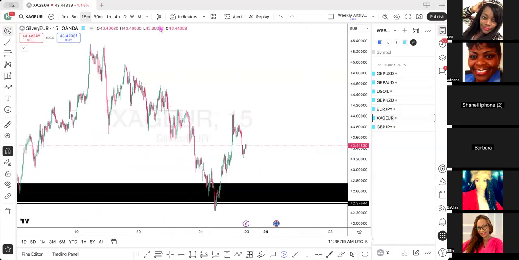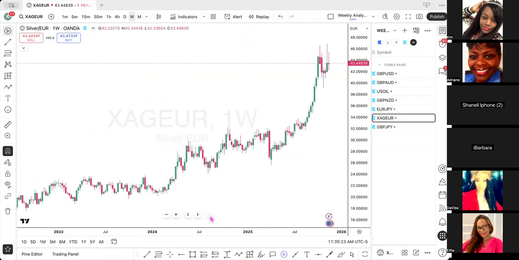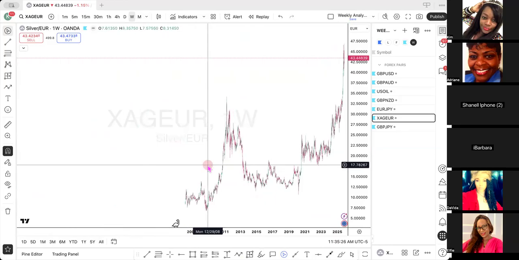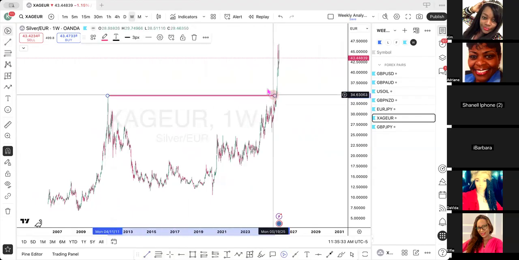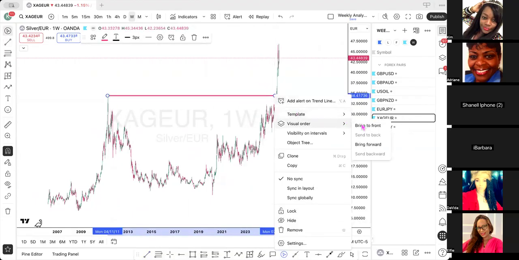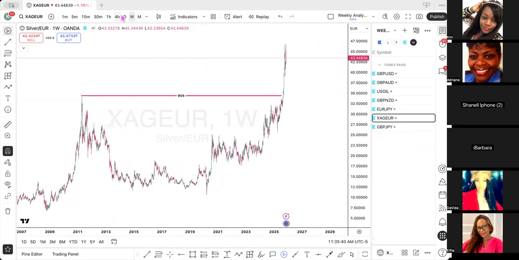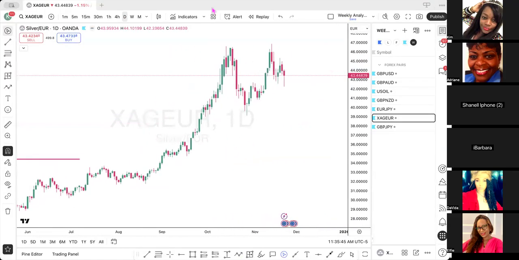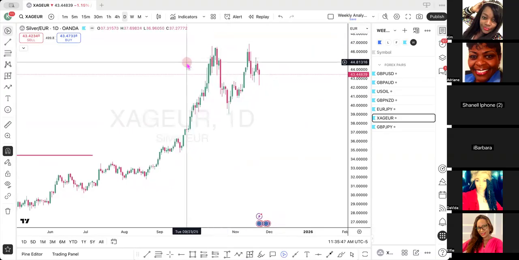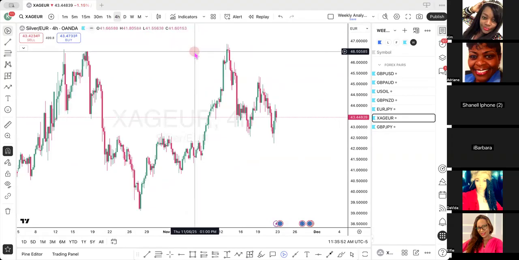All right, silver. Let's go to the weekly. Silver is bullish like gold. We have this break of structure here. Now let's go down to our daily. There's no real structure that is forming. Okay, 4 hour.